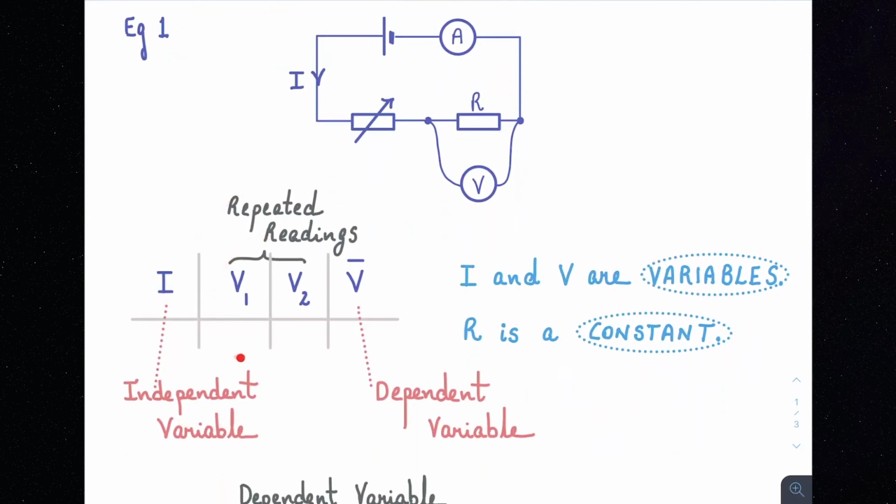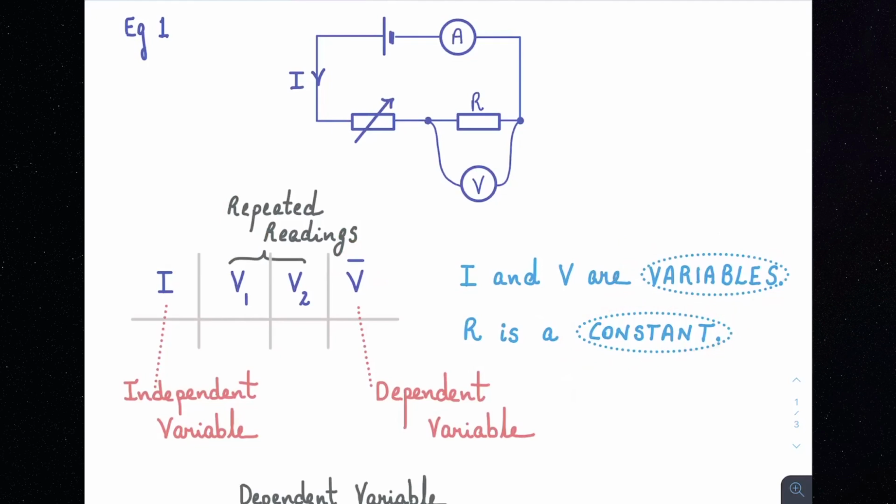V1 and V2, shown in the table, are called repeated readings, since, as you know, it is always a good practice to repeat a measurement at least twice. V bar denotes their average. In this experiment, the current and the voltage are those quantities that are changing and are hence called variables. On the other hand, resistance R is a constant.